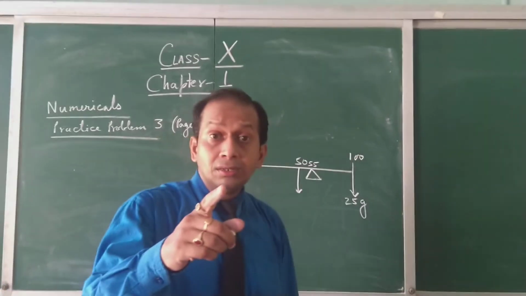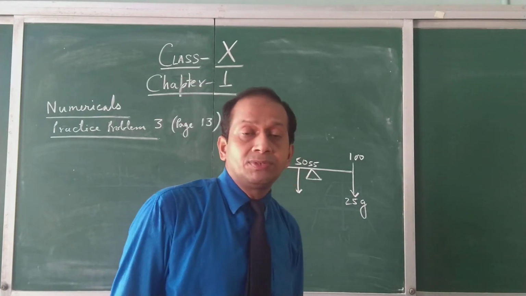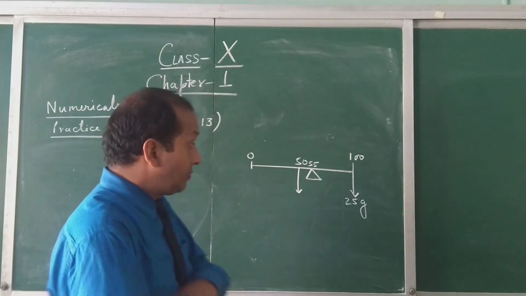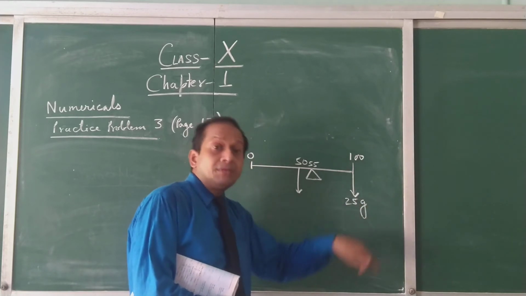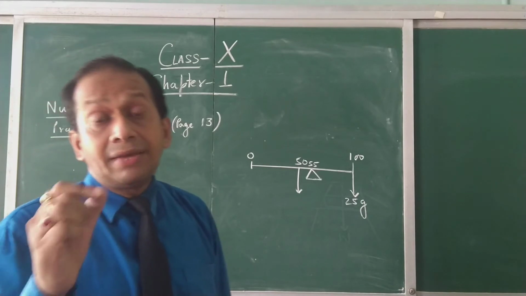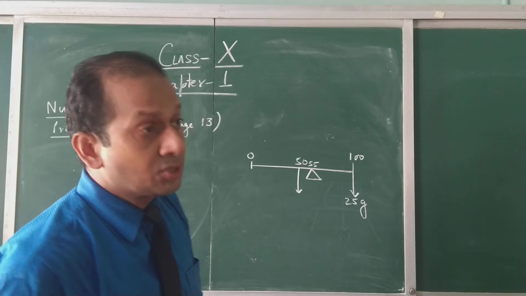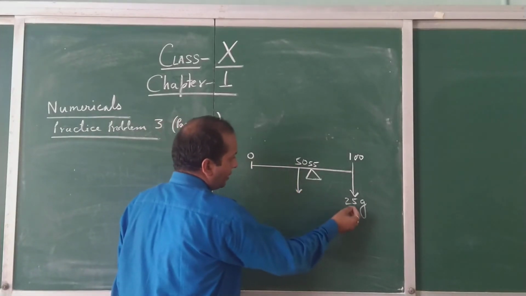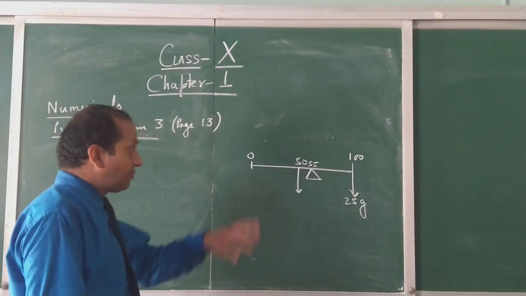Remember that moment is force into perpendicular distance between the line of action of force and axis of rotation, not mass. So whenever mass is given in gram, we have to multiply it by small g, gravitational acceleration, which is 9.8 meter per second square as average we take. Children, we have to write all these things. We cannot say everything verbally here.